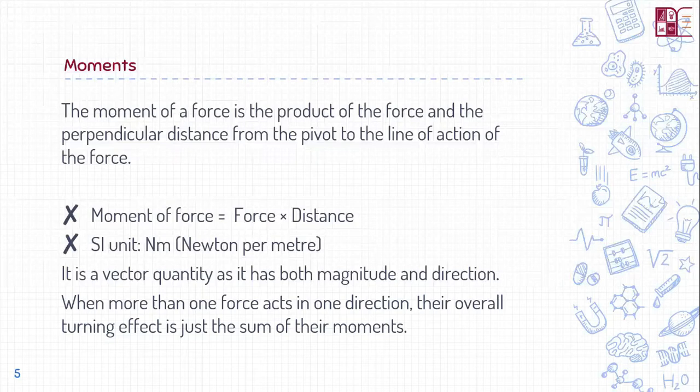Now, the moment of a force is the product of the force and the perpendicular distance from the pivot to the line of the action of the force. The moment of a force is equal to force times the perpendicular distance, and the SI unit for the moment of a force is Newton meter. It is a vector quantity, has both magnitude and direction. When more than one force acts in one direction, their overall turning effect is the sum of their moments.